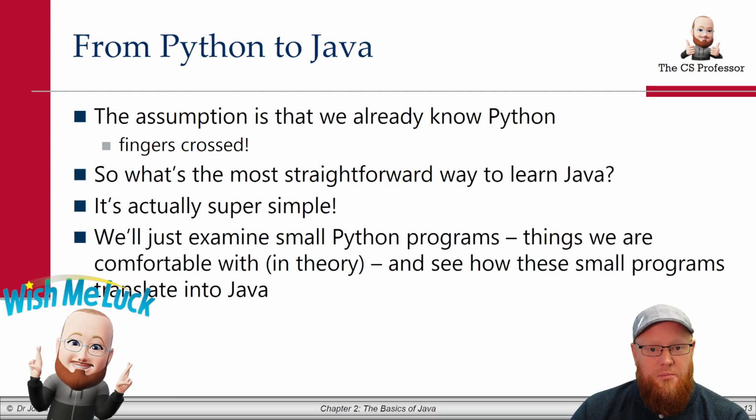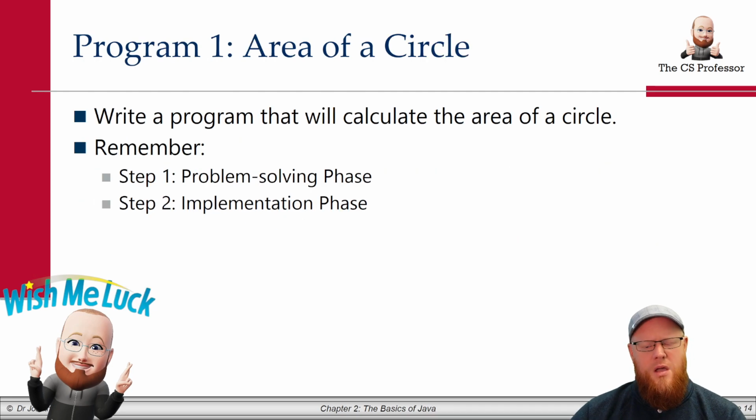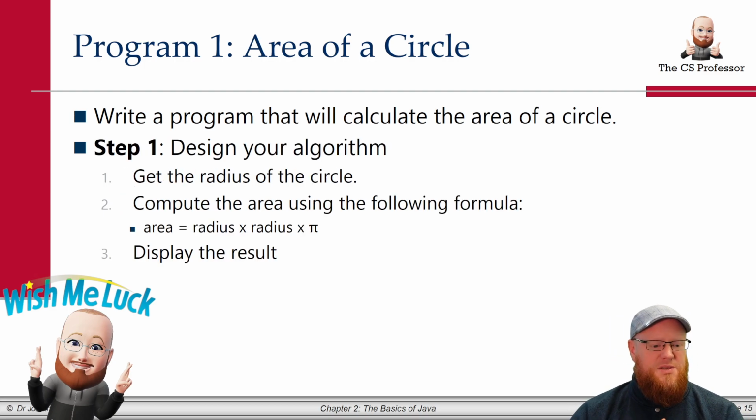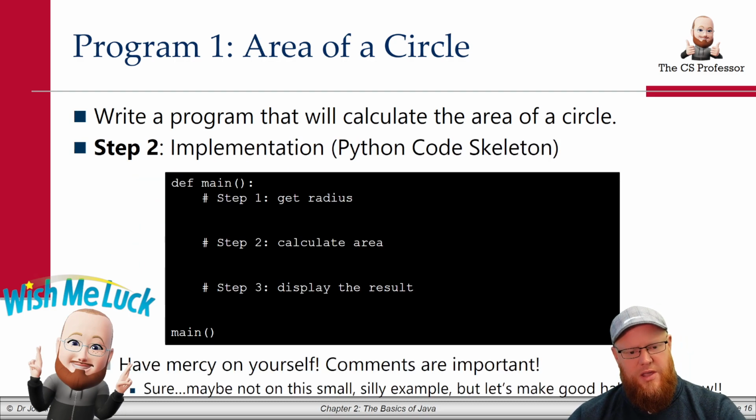We'll do this for basic programming. We'll do this for if-elses, for selections, for loops, for functions, methods, lists, and more. So here's our first one. Write a program to calculate the area of a circle. And always we're going to separate this into two phases, the problem-solving phase and then the implementation phase. We need to get a radius, whether we get it from the user or we type it directly into the code, which is what we're going to do at first. We're going to then compute the area, you know the equation, pi r squared, and we're then going to print the result. So here is our Python code skeleton on the screen.